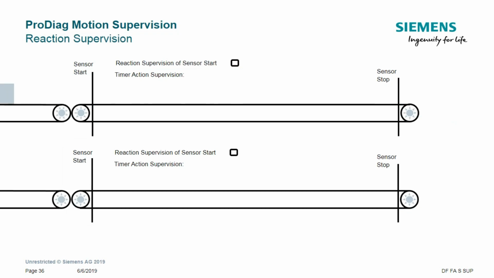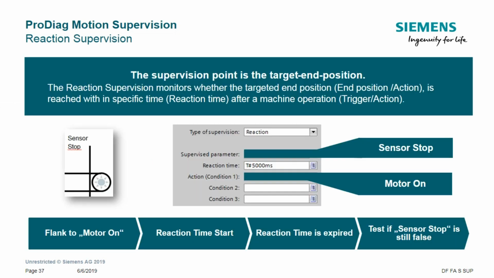Reaction. So what we basically do is we have sensor start and we count the time until sensor stop is hit. So we also cover the case when the object is stuck in between those two sensors. So we do supervise the sensor stop in that case, so the end position, and the action is again motor on. So if the sensor stop is not reached within 5 seconds, we trigger a false here, or an error message.